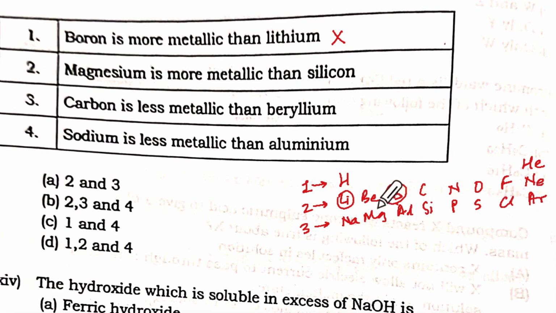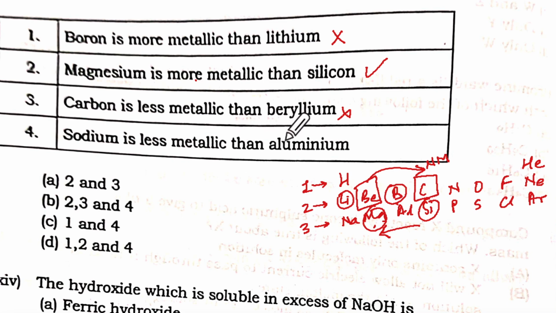Keep this in front of you. Mg is here and silicon is here. So if I come this way, Mg is going to be more metallic, is correct. Okay, then carbon is less metallic than beryllium. Carbon is here and beryllium is here. Carbon, I'm going this side, means it is more non-metallic. So less non-metallic is wrong.